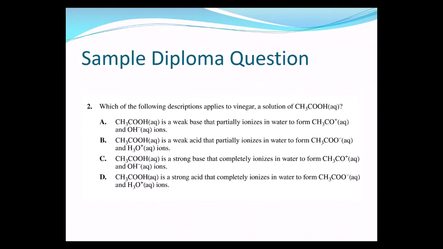Which of the following descriptions applies to vinegar? So remember that vinegar is a weak acid. If you take a look on your data booklet, you can see that there's only 3 acids that are strong, those top 3 on your chart in your data booklet. So that means that it's weak, and it ends in COOH, which means it's an acid. So it's a weak acid that partially ionizes. So B would be the correct answer.